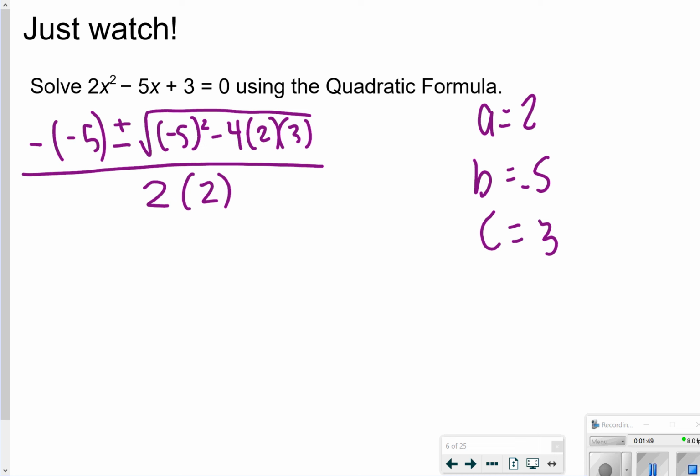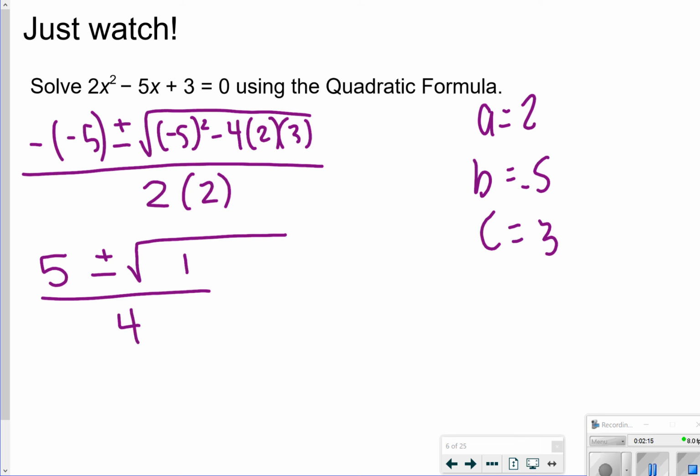Now all you have to do is simplify it. So this is what that's going to look like. Negative 5 would just be 5, plus or minus the square root of 5 squared, negative 5 squared is 25. And then we have 4 times 2 times 3. That's going to give us 24. So 25 minus 24 is 1. And then all over 2 times 2, which is 4.